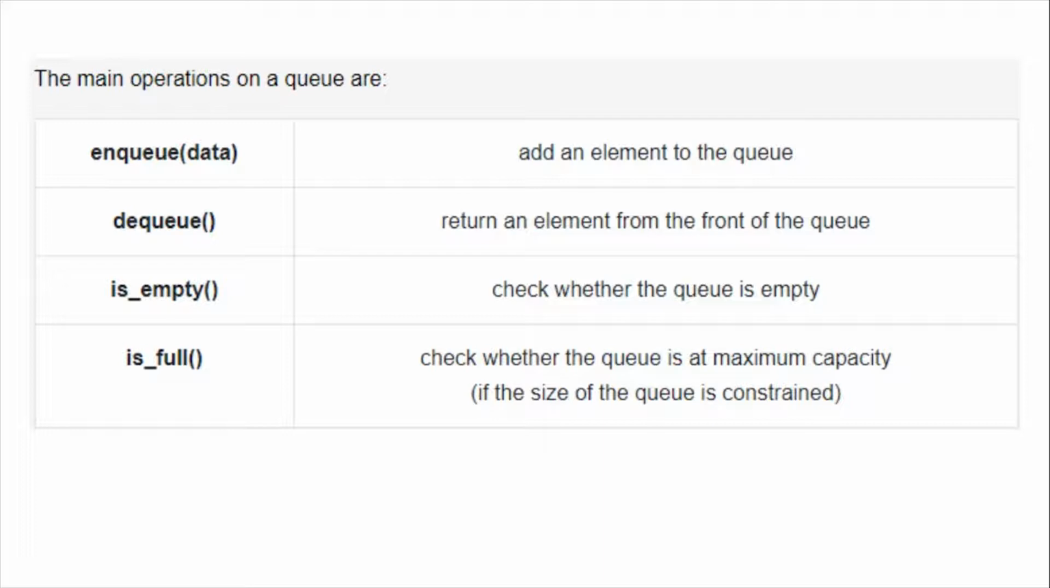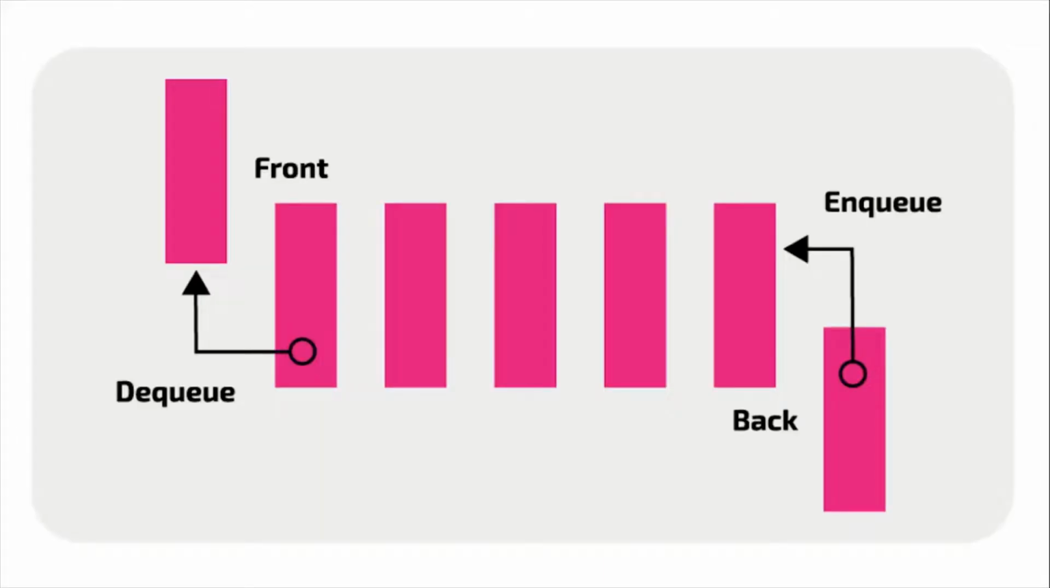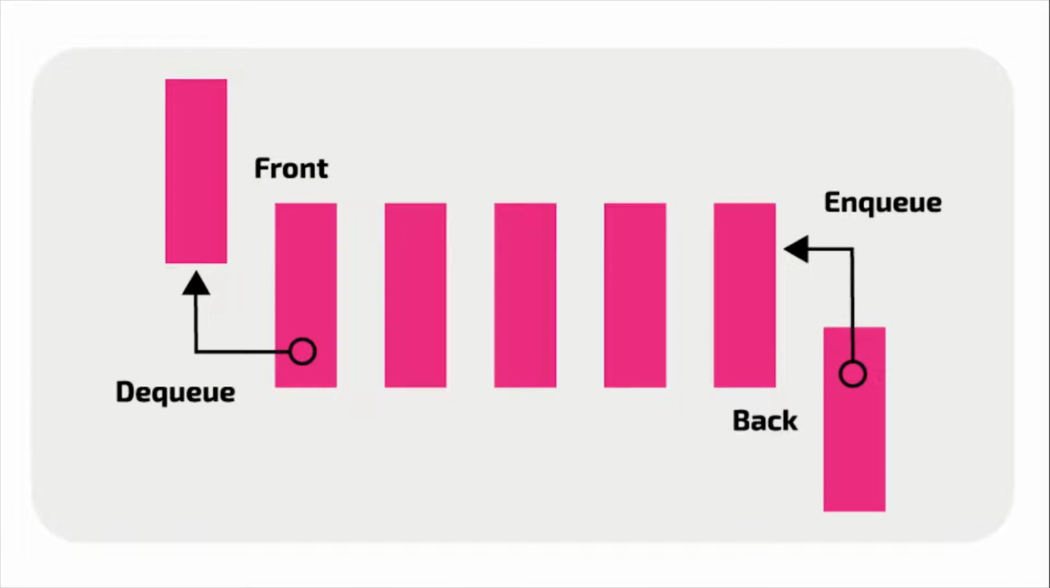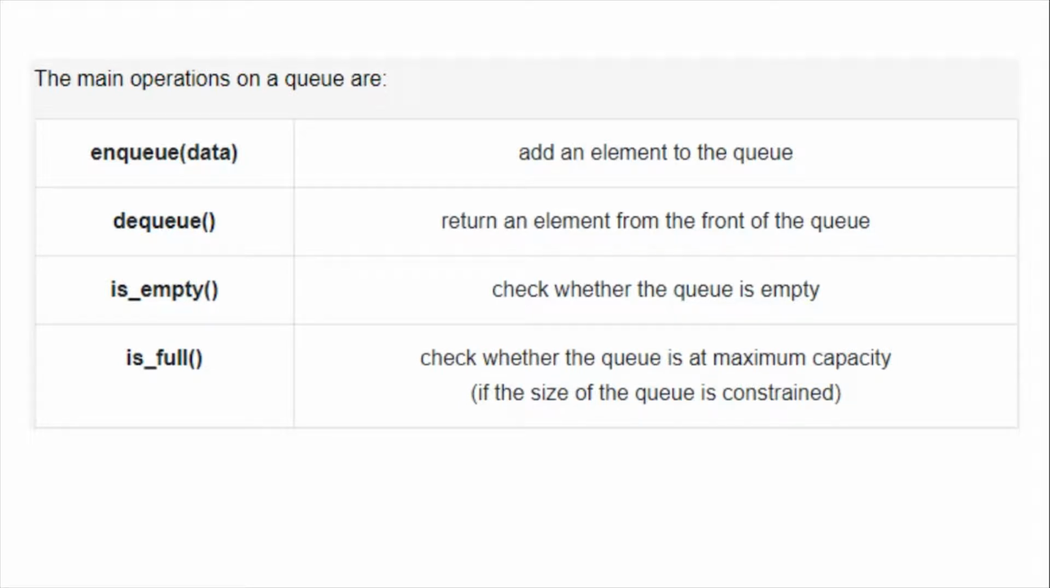Now, some operations you can do on a queue. You can enqueue, which is adding an element to the queue, like shown here. You can dequeue, which is returning an element from the front of the queue or removing it from the queue, like shown here in this diagram. You can also do some checks. These are not as important, like luxury actions. You can check with is empty, is the queue empty or not? Or you can check is the queue full or not, or if it's at maximum capacity, which is the same thing.